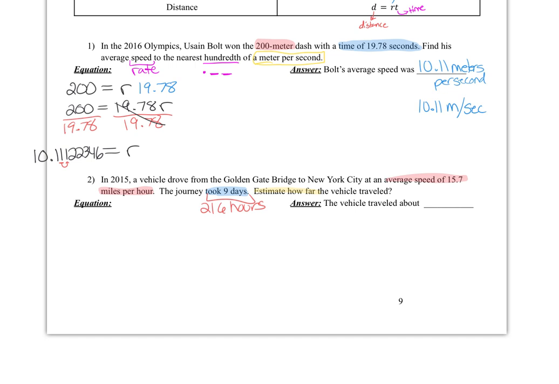So now we're going to use that formula again. D was our distance. We don't know it, so it's still D. R is our rate. We do know that. It's 15.7. And we could abbreviate it as MPH, miles per hour. And then our days, we converted it to hours. And so we have times, I'm going to put a dot for multiplying, okay? Times 216 HR for hours.